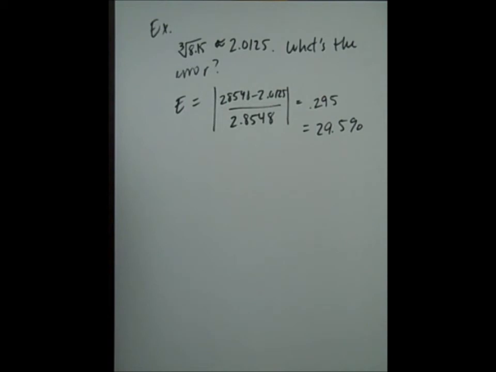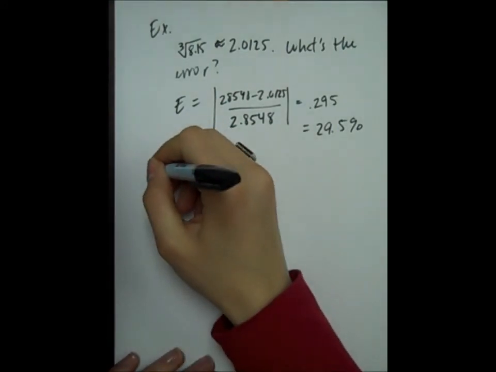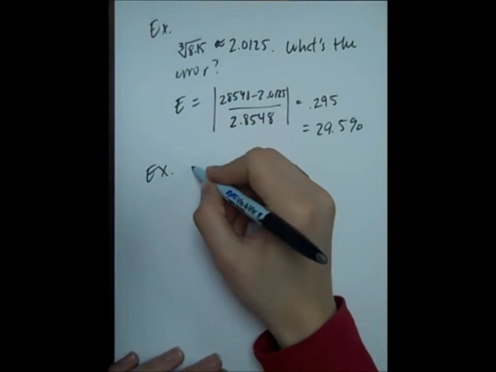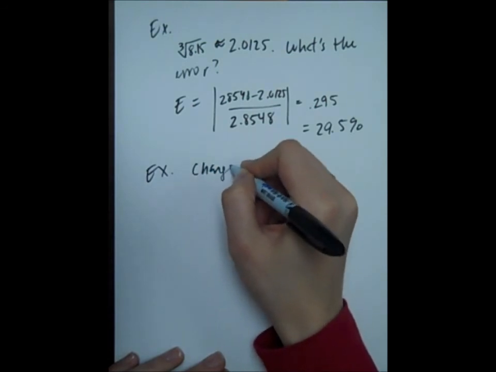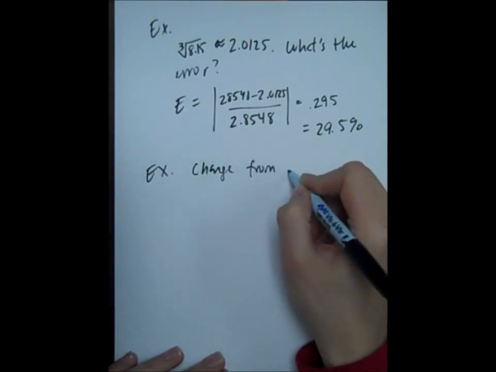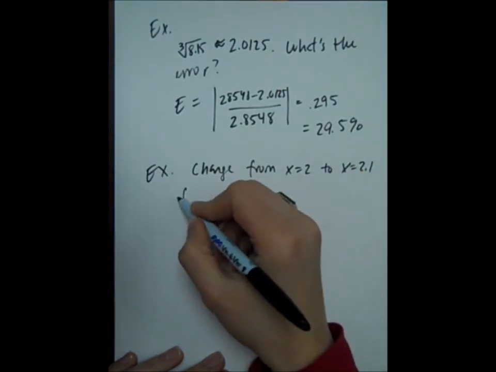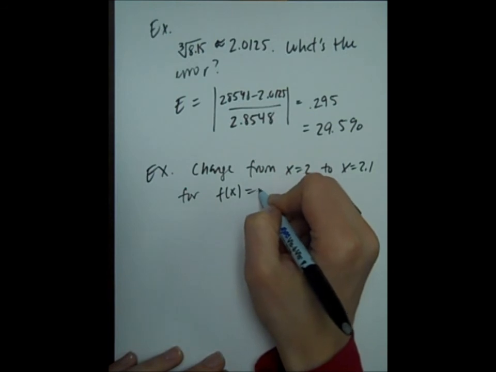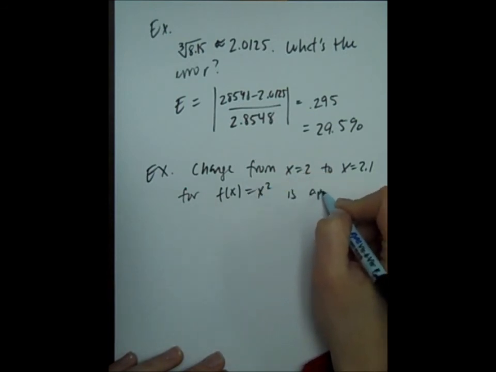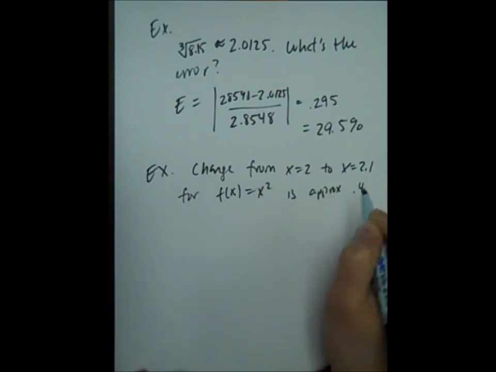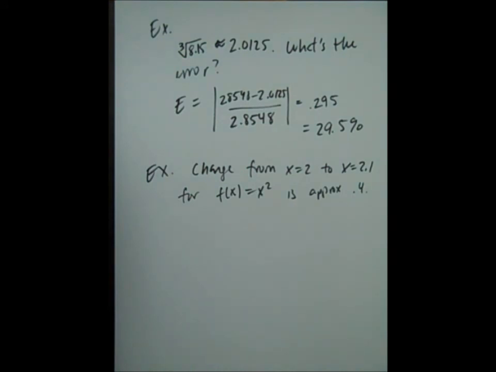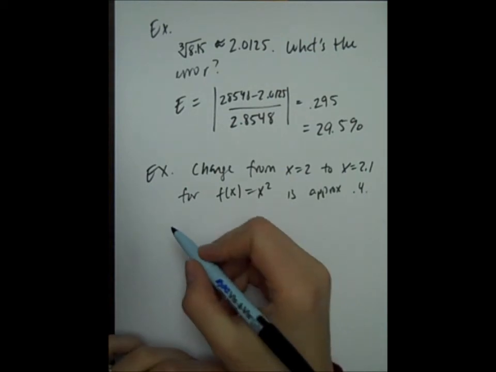Let's maybe do one more of these. Let me see. The first one that we did, we said that the change from x equals 2 to x equals 2.1 for f of x equals x squared is approximately 0.4. That's what we said. And if you go back to the first example that we did, that's what we found. Let's find our error.